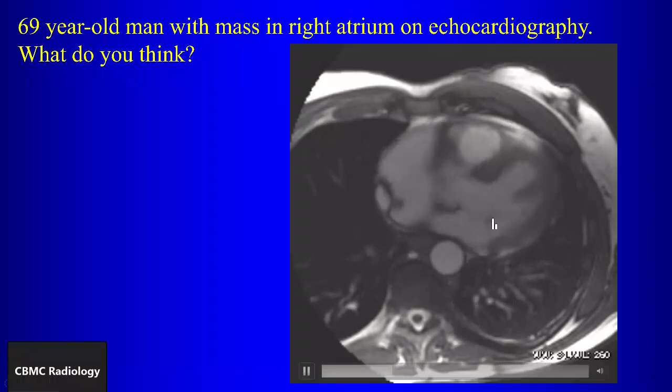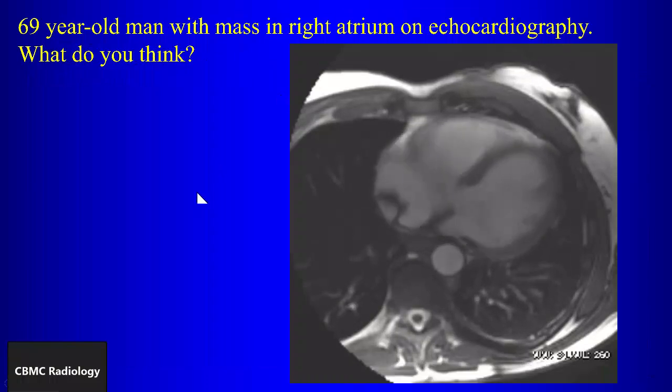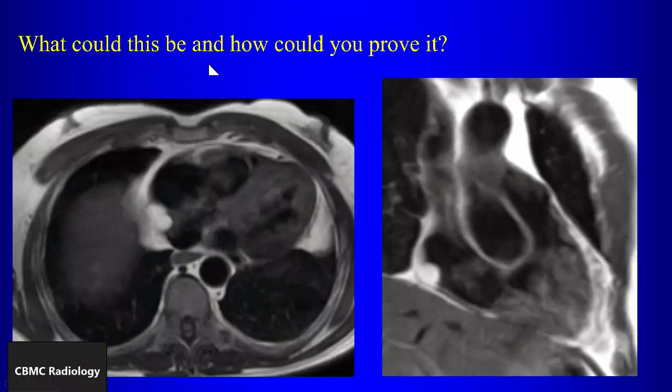64-year-old with a mass in the right atrium with echocardiography. Is that a crista terminalis? No. No. So here's T1 weighted imaging. Too lobulated, too big to be crista terminalis. What else can you say about it? Right on. Yeah, it's very bright on T1 weighted imaging.